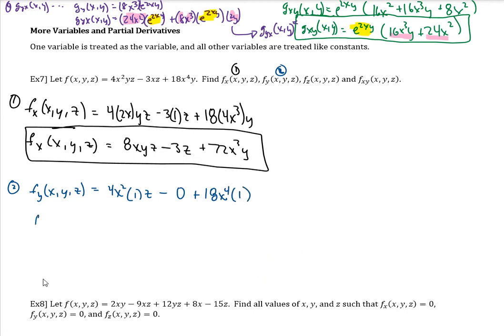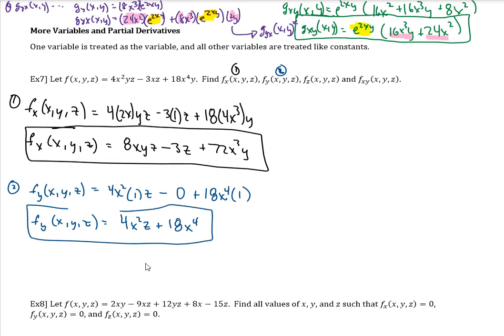And then just like the first part of the problem, I'm just going to simplify. This is 4x squared z plus 18x to the 4, is how that simplifies down. That's it. Just moving right along. All right, number 3. Let's do that one in green.